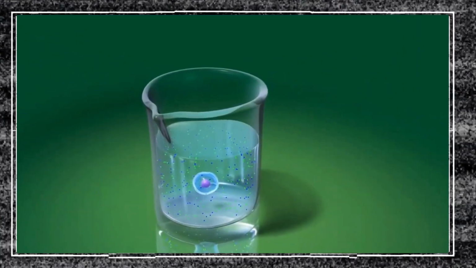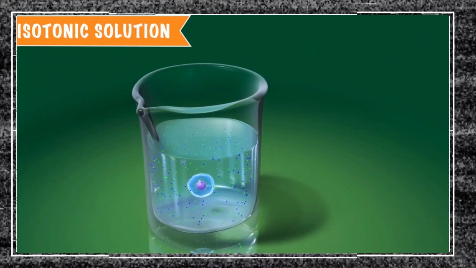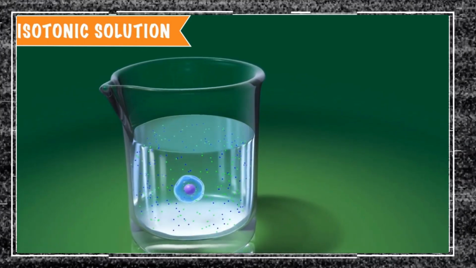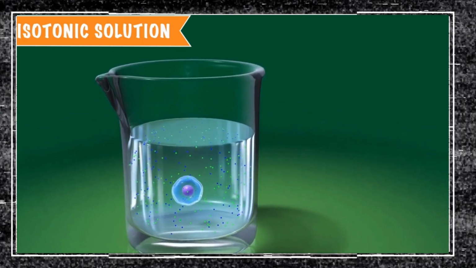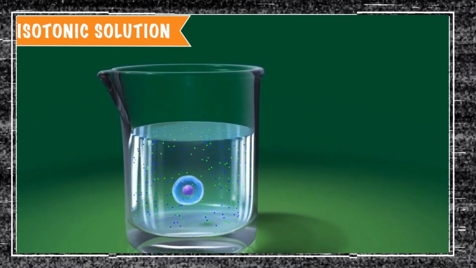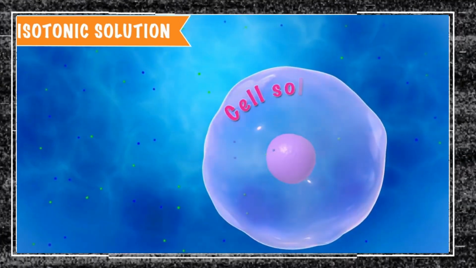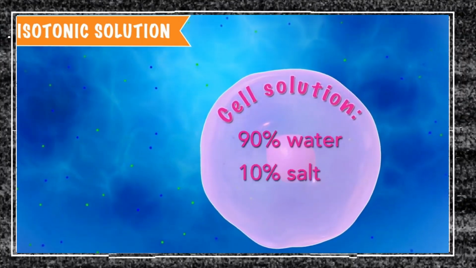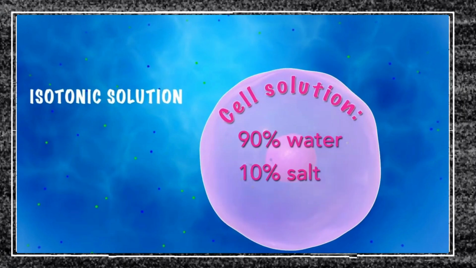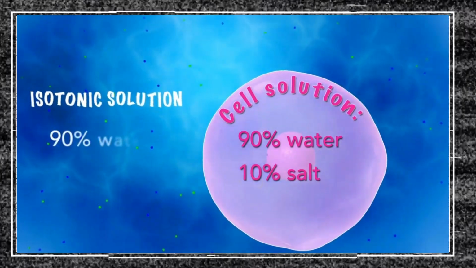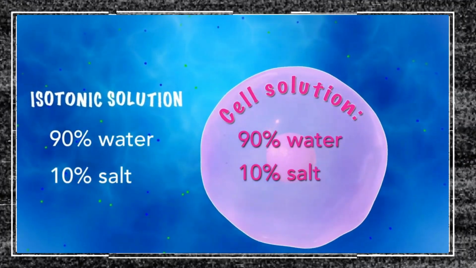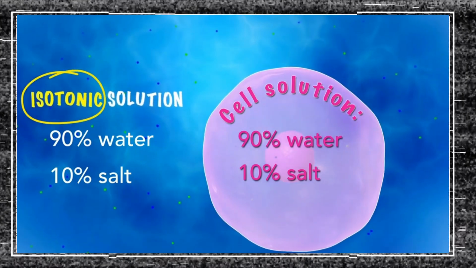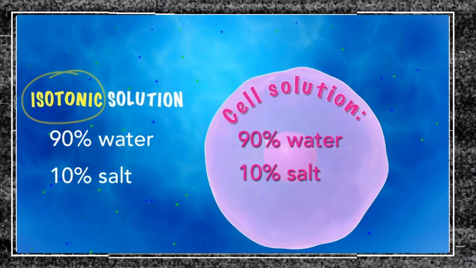Let's look at another container, this time with a cell floating in an isotonic solution. Sometimes, the solution outside the cell has about the same concentration gradient as the concentration gradient inside the cell. Once again, in this example, the solution inside the cell is 90% water with 10% salt. But this time, the surrounding solution is also 90% water with 10% salt dissolved. We call a solution isotonic when its concentrations of water and solute are the same as inside the cell.